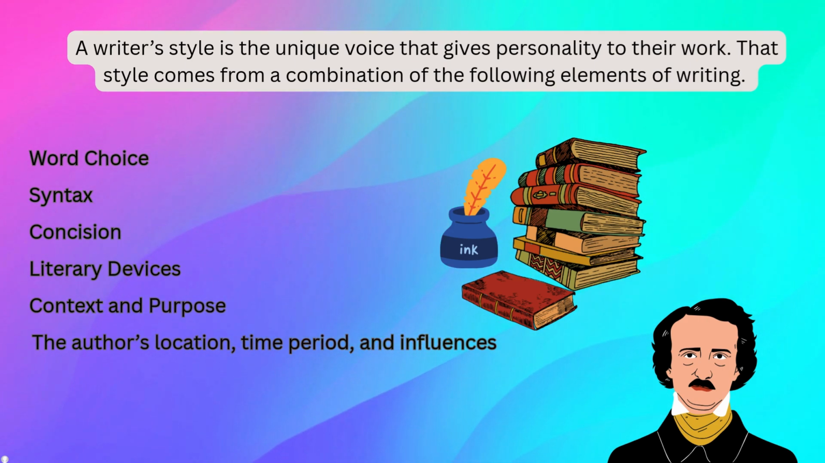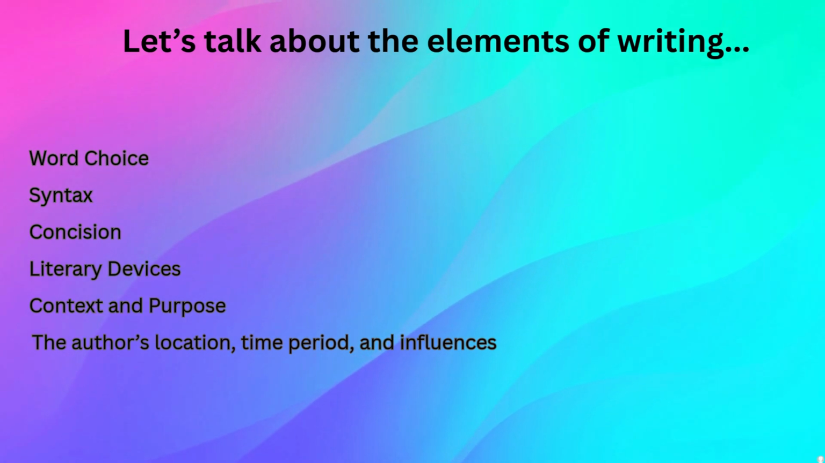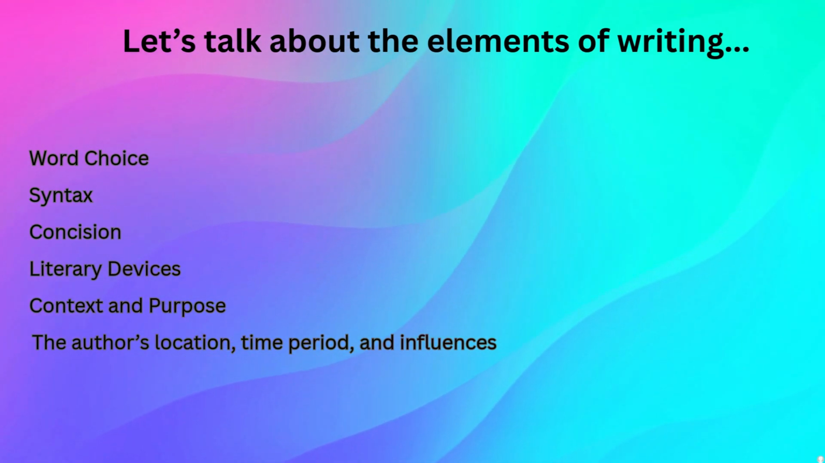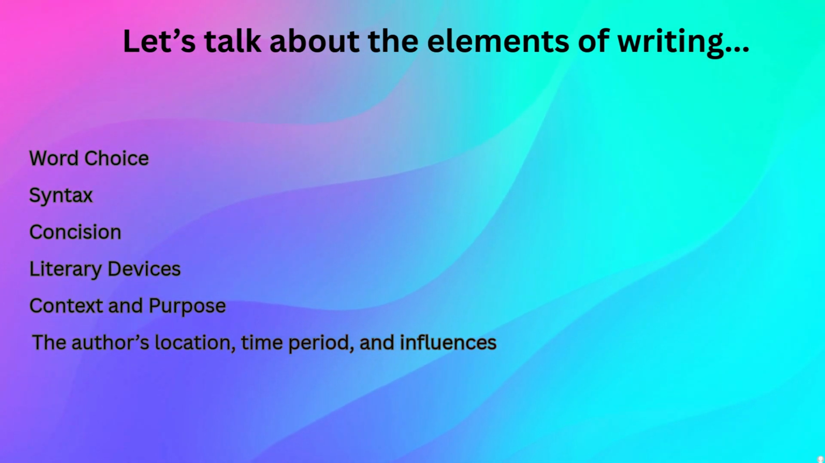A writer's style is the unique voice that gives personality to their work. That style comes from a combination of the following elements of writing. Perhaps your favorite writer is Edgar Allan Poe or E.B. White, or maybe Stephen King. The writing styles of every author are framed by the elements we are going to talk about. Now, let's talk about the elements of writing. They are word choice, syntax, concision, literary devices, context and purpose, the author's location, time period, and influences.